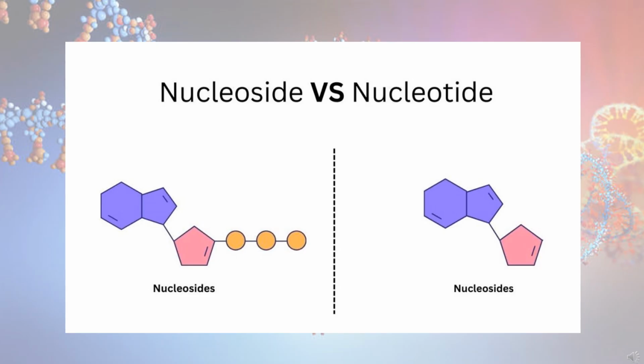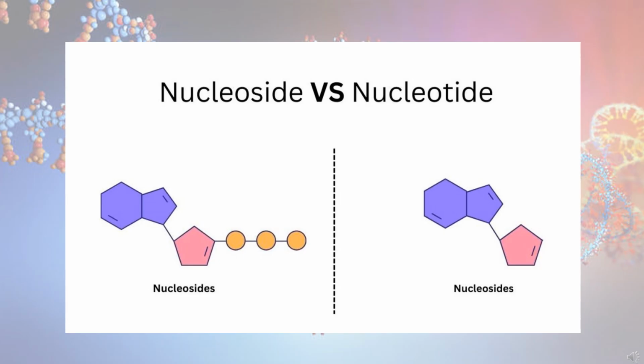Now, how do we get a nucleotide? It's simple, you add a phosphate. When a cell takes that nucleoside and uses a kinase enzyme to attach 1, 2, or 3 phosphate groups to the sugar's number 5 carbon, it becomes a nucleotide. Think of it as an algebraic equation: nucleoside plus phosphate group equals nucleotide.